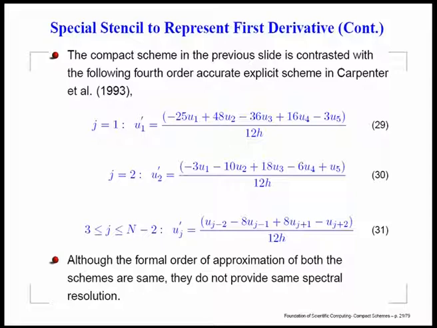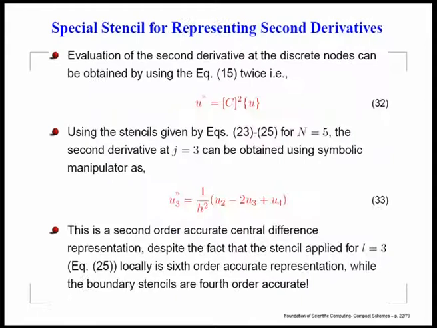order accurate. So, the whole idea in this exercise by Carpenter and his colleagues was to compare a 4th order explicit versus 4th order implicit scheme. I will show you the result. Now, I think maybe I should first show you the result, then we will come back here again.